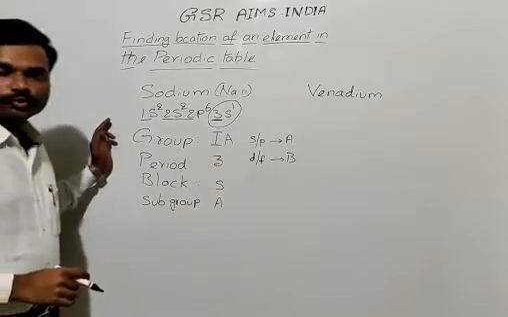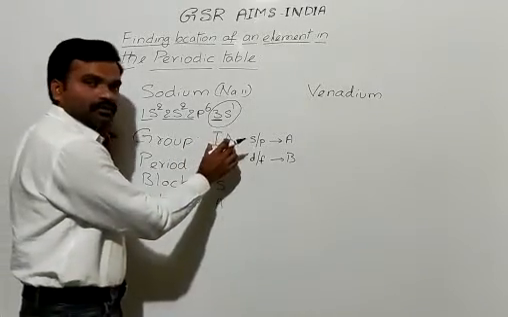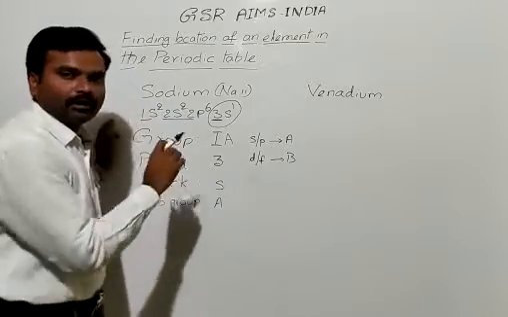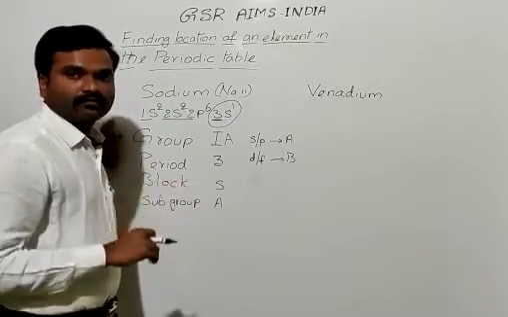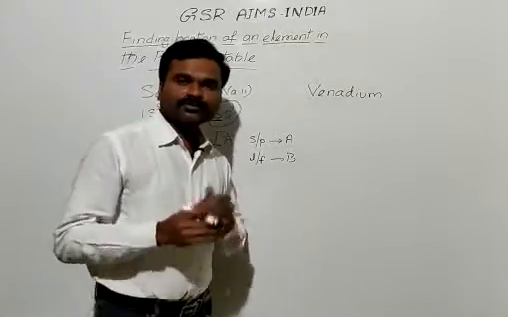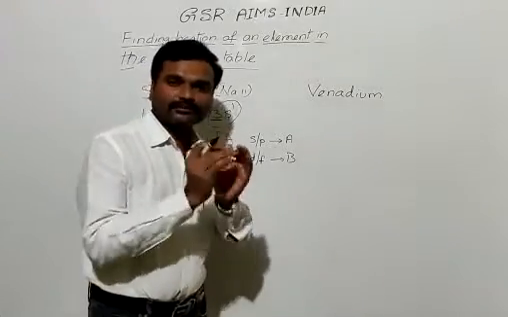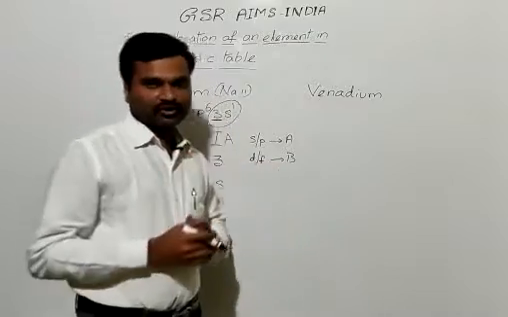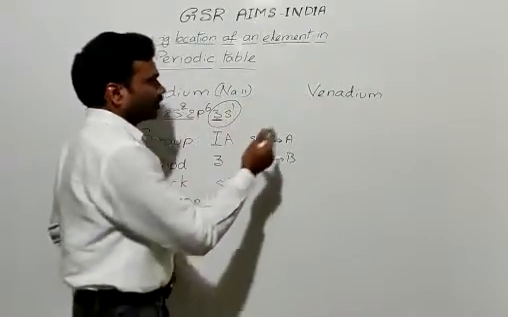Sodium belongs to the first A group of the periodic table, belongs to the third period, and is an s block element. In this way, for every element, based upon its electron configuration, its exact position in the periodic table can be predicted. Now let us see one more example, vanadium.